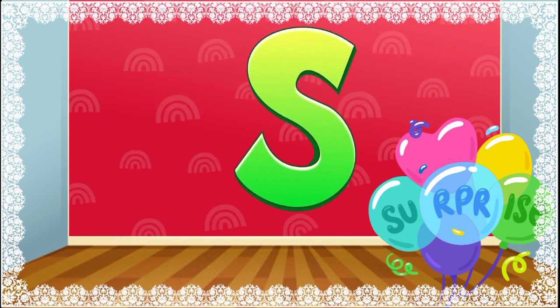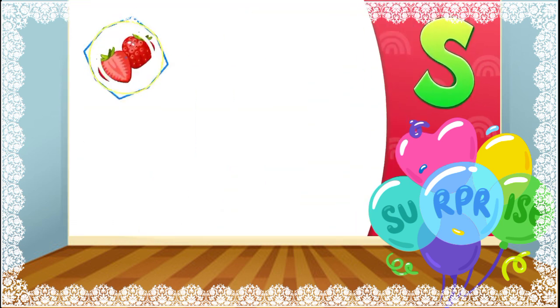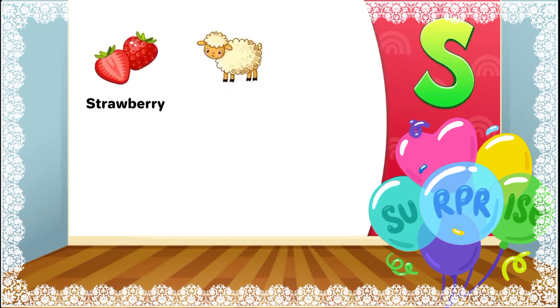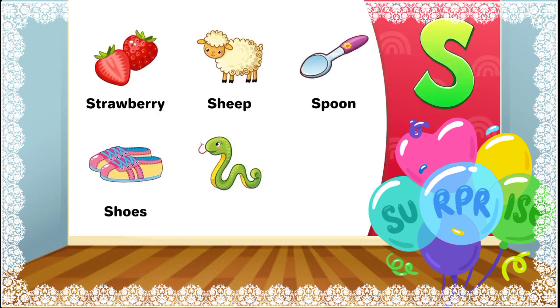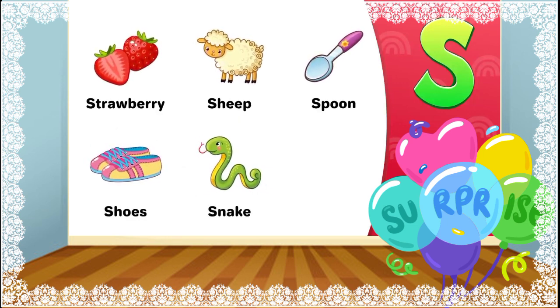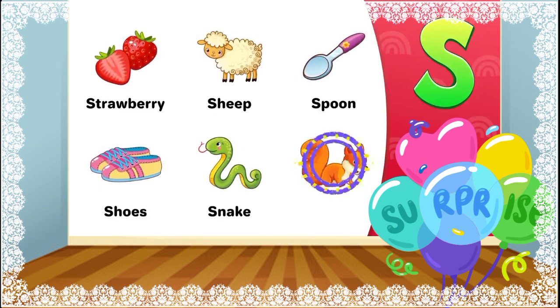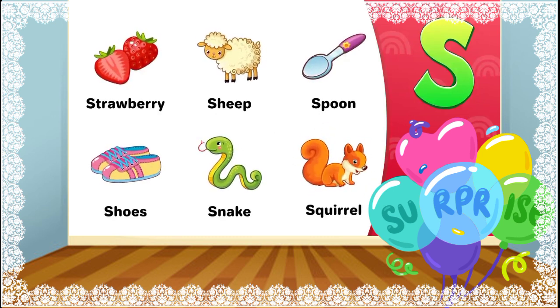S. S is for strawberry. S is for sheep. S is for spoon. S is for shoes. S is for snake. S is for squirrel.